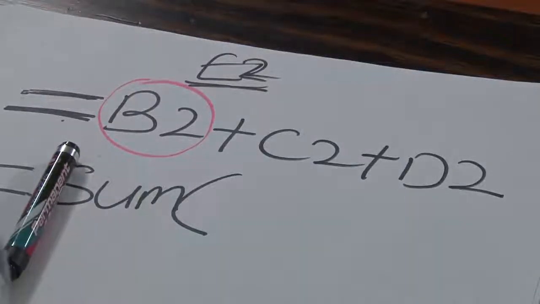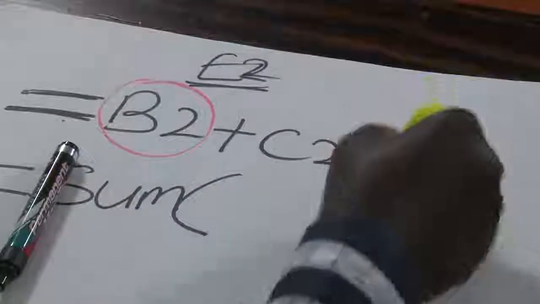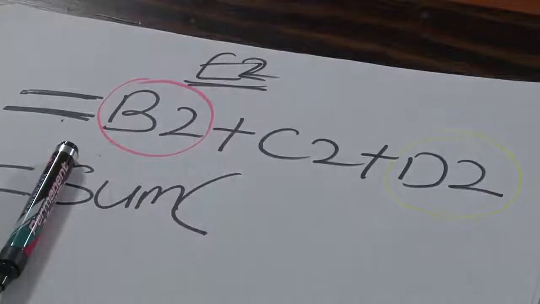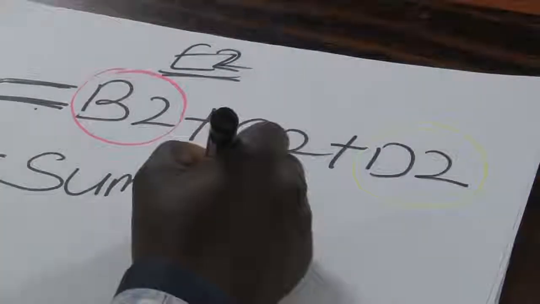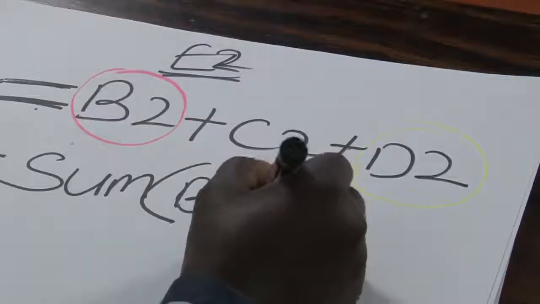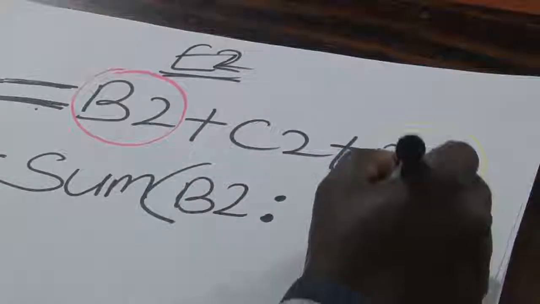You see? Take the first one and the last one. Take the first one and the last one. B2 to D2.